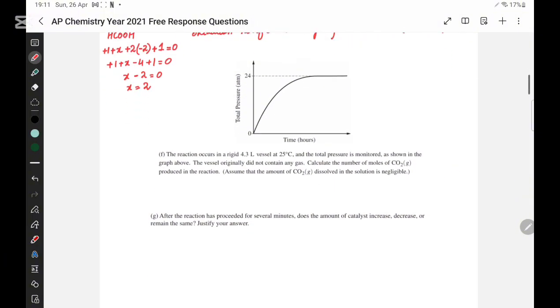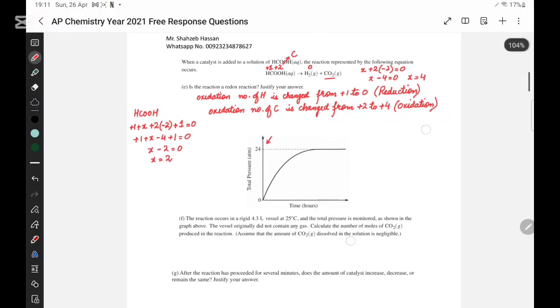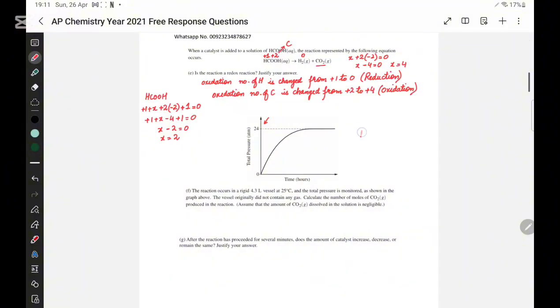Then what happened? The reaction occurs in a rigid 4.3 liter vessel at 25 degrees Celsius and the total pressure is monitored. Total pressure is 24 atm as shown in the graph above. The vessel originally did not contain any gas. So only the gases will be carbon dioxide and hydrogen, and we know that total pressure is going to be 24 atm. And when we want to find out the pressure of carbon dioxide only, we know that carbon dioxide and hydrogen are produced 1:1, as you can see from the equation.